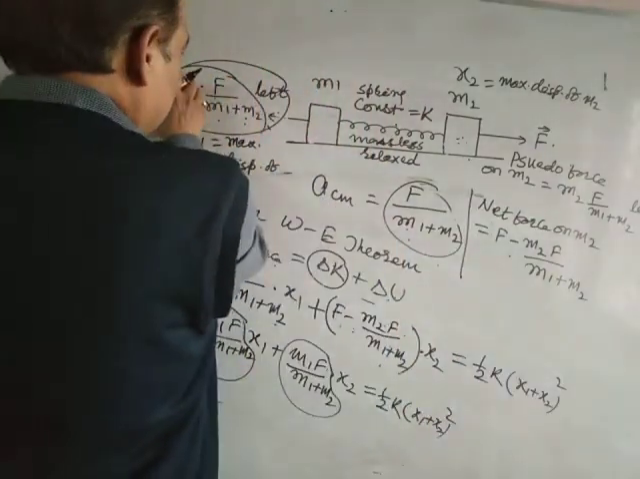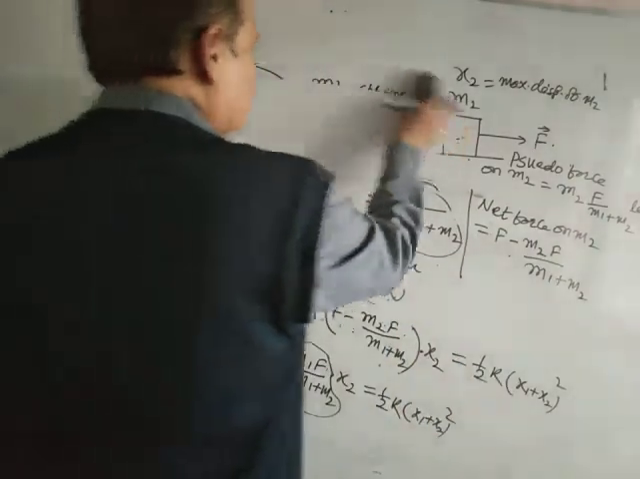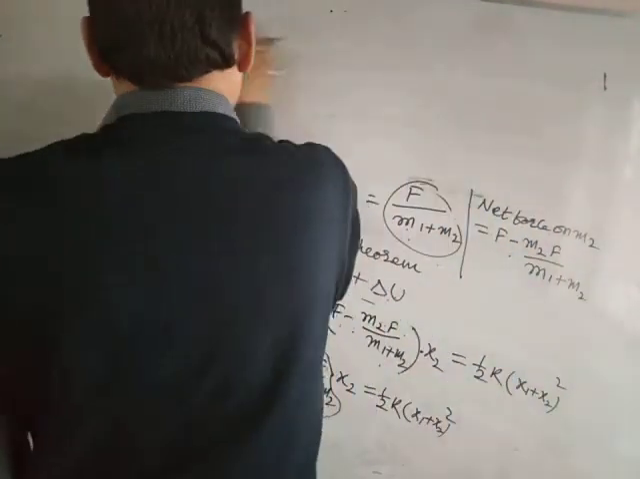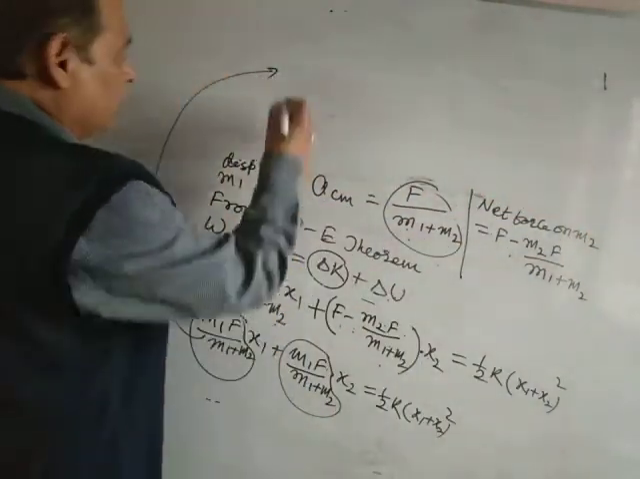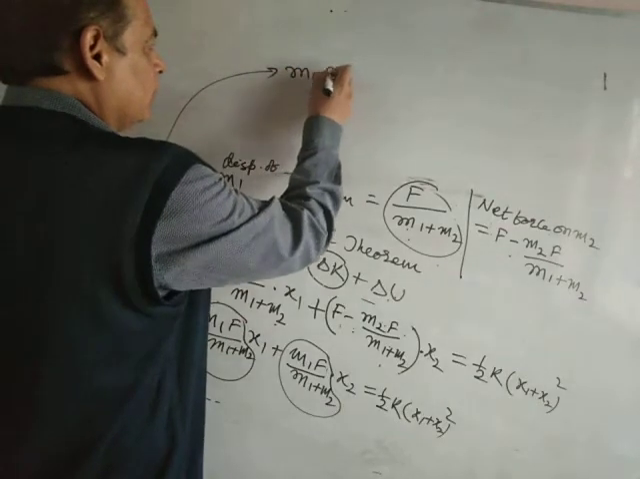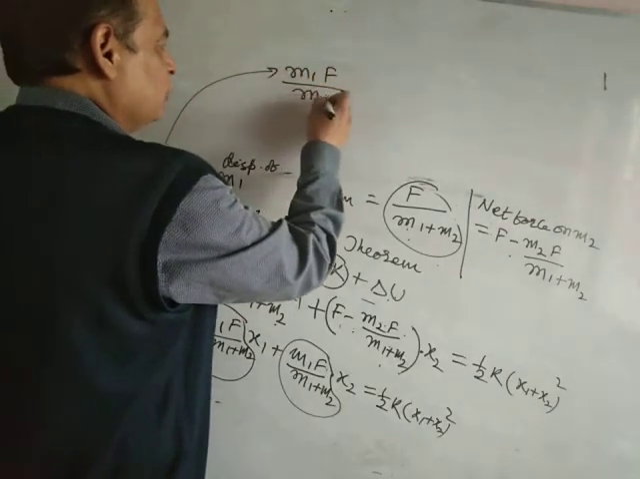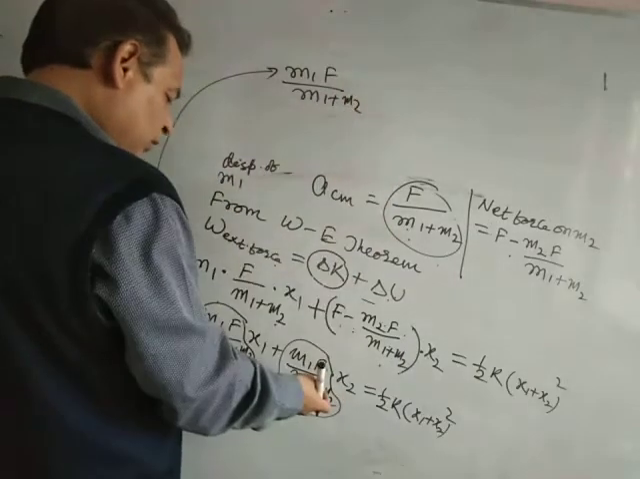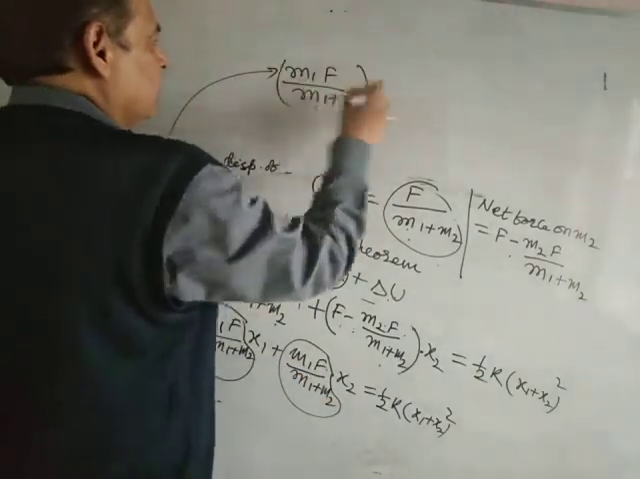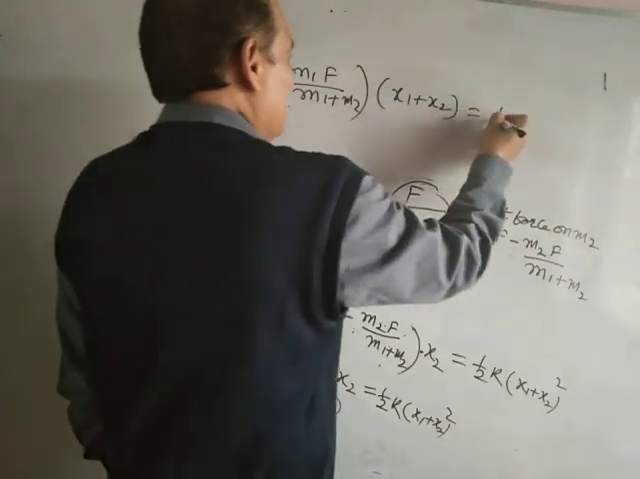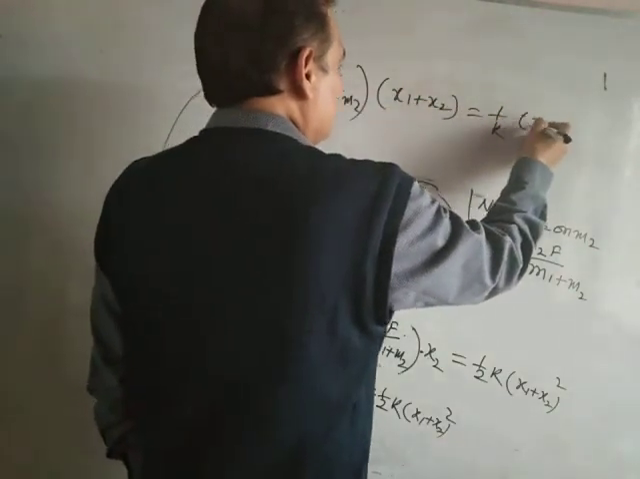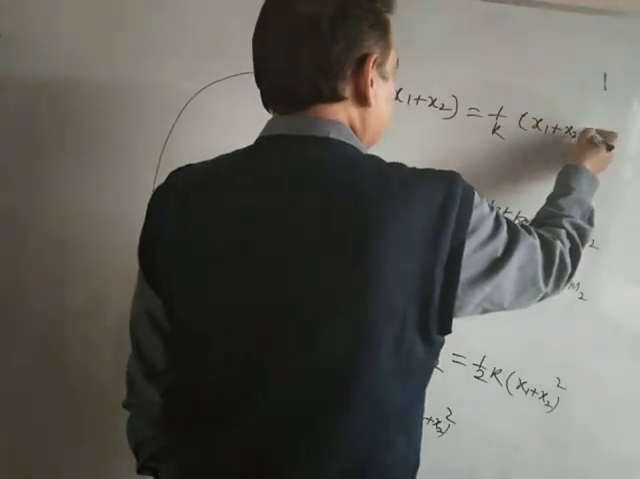If I am writing this one portion here, what about that one? m1 F upon m1 plus m2 is taken common from both. That is x1 plus x2 equals half k x1 plus x2 whole squared.